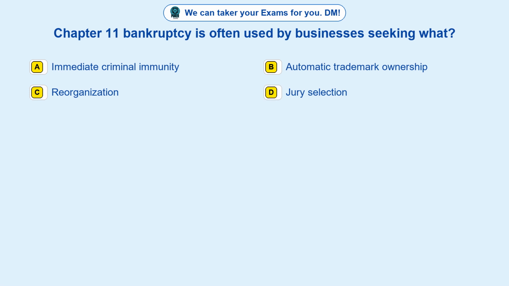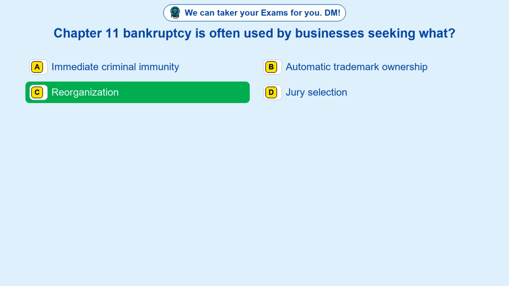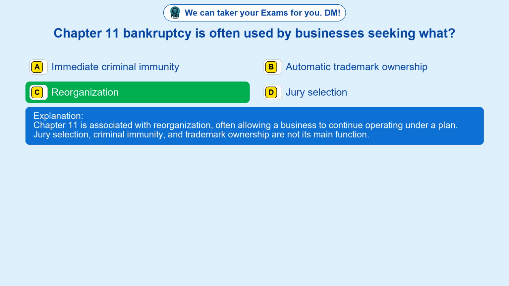Question 91. Chapter 11 bankruptcy is often used by businesses seeking what? Option A, immediate criminal immunity. Option B, automatic trademark ownership. Option C, reorganization. Option D, jury selection. The correct answer is option C, reorganization. Chapter 11 is associated with reorganization, often allowing a business to continue operating under a plan. Jury selection, criminal immunity, and trademark ownership are not its main function.